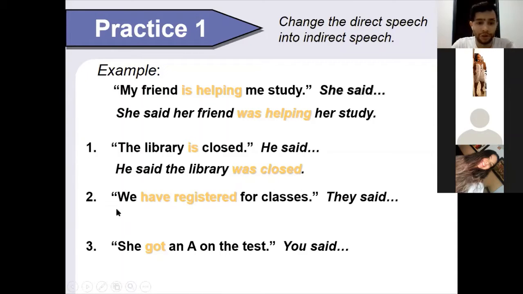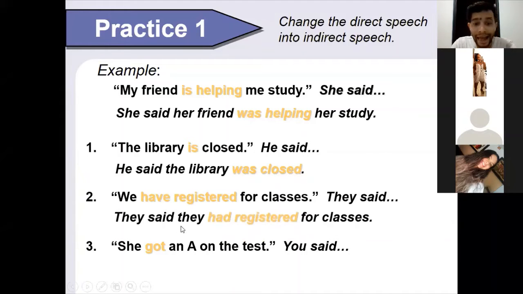Good. Number 2, we have registered for classes. They said they had registered for classes. Excellent. They said they had registered for classes. Great. And number 3, she got an A on the test.